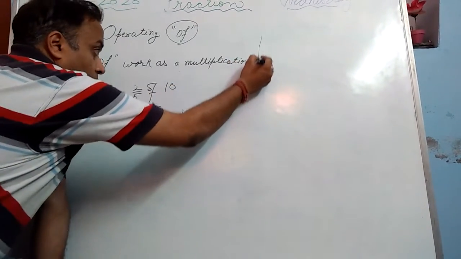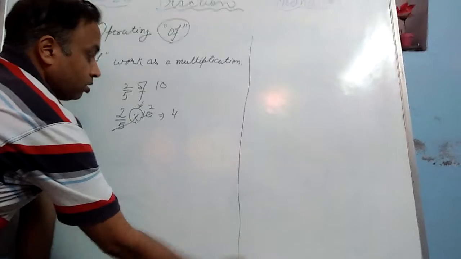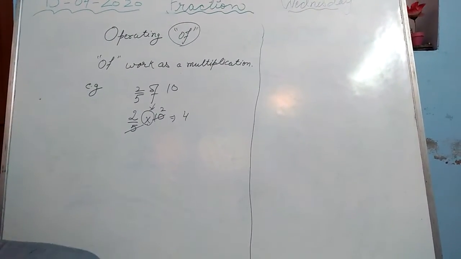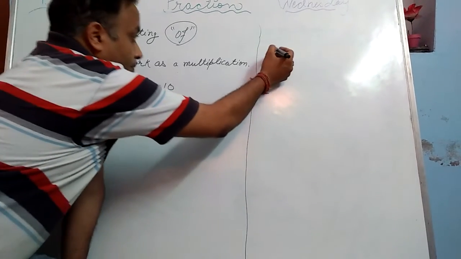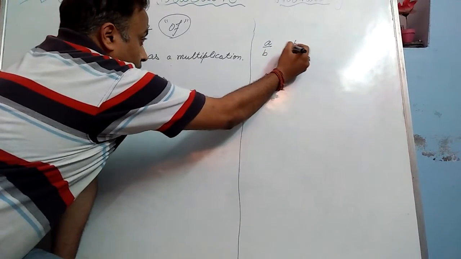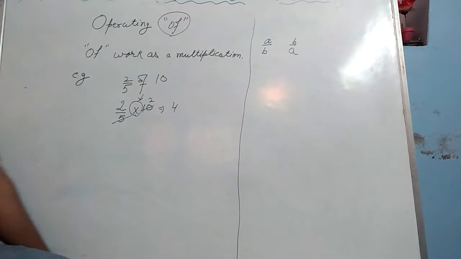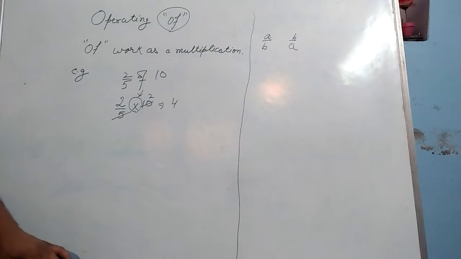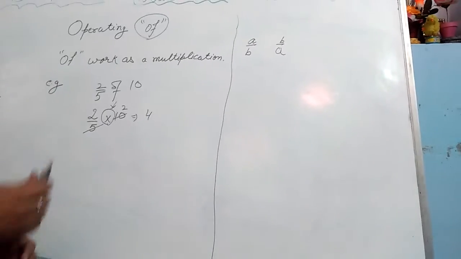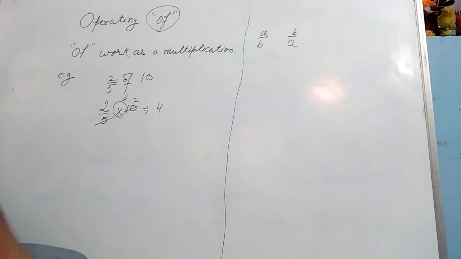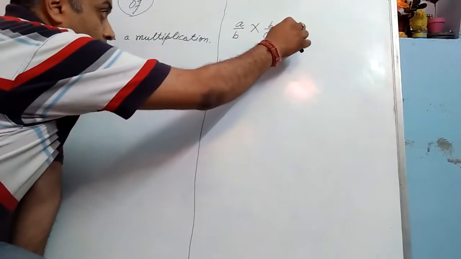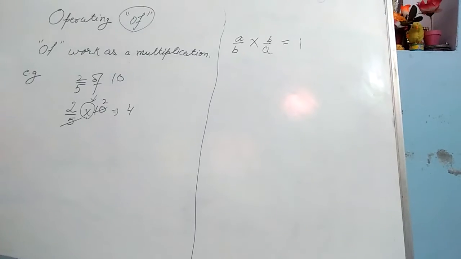Here I am discussing the reciprocal. What is the meaning of reciprocal of a number? See, I am taking here one more example. If two different fractions are given to you, my first fraction is in the form of a upon b, and the second fraction is in the form of b upon a. I write here two fractions. My first fraction is a upon b, second fraction is b upon a. If I multiply these two fractions, then I get my result is 1.